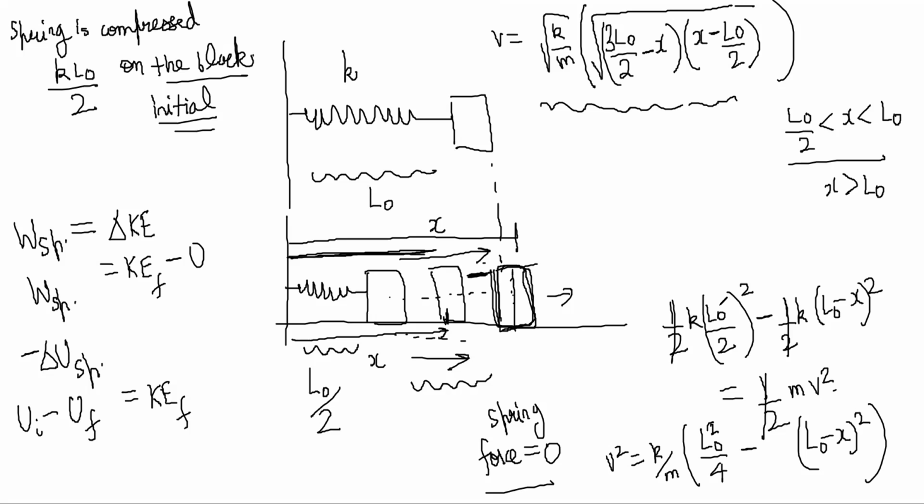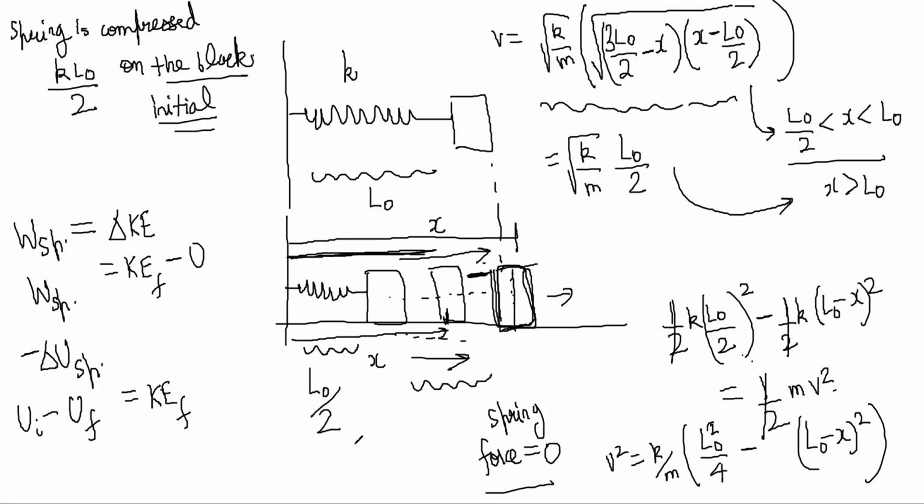Half k L naught square by 4 is equal to half m v square. So half cancels, k L naught square by 4 by m. So k by m L naught square by 4 is equal to v square. So v is equal to root k by m times L naught by 2. Root k by m L naught by 2 is the v for this portion, and this is the variable v for this portion.